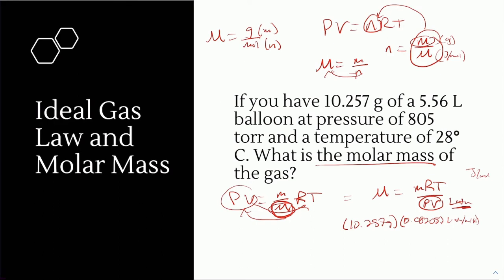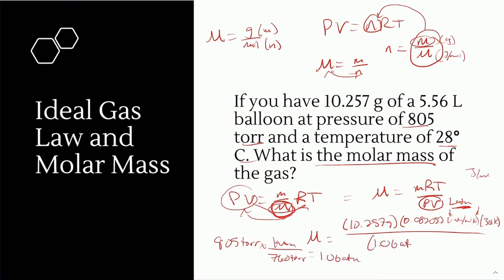Okay, and then the temperature here, they give it to us in Celsius, but the R constant is in Kelvin, so we have to put our temperature in Kelvin. When we do that, we get 301 Kelvin, more or less. Okay, and then that's going to be over the pressure, which they gave us in torr. The R constant is in liter atmospheres, so in order to cancel out the atmospheres, I have to put the pressure in atmospheres. Hopefully you know that there are 760 torr in 1 atmosphere, and when you convert 805 torr, you get about 1.06 atmospheres. So I'm going to plug in 1.06 atmospheres.